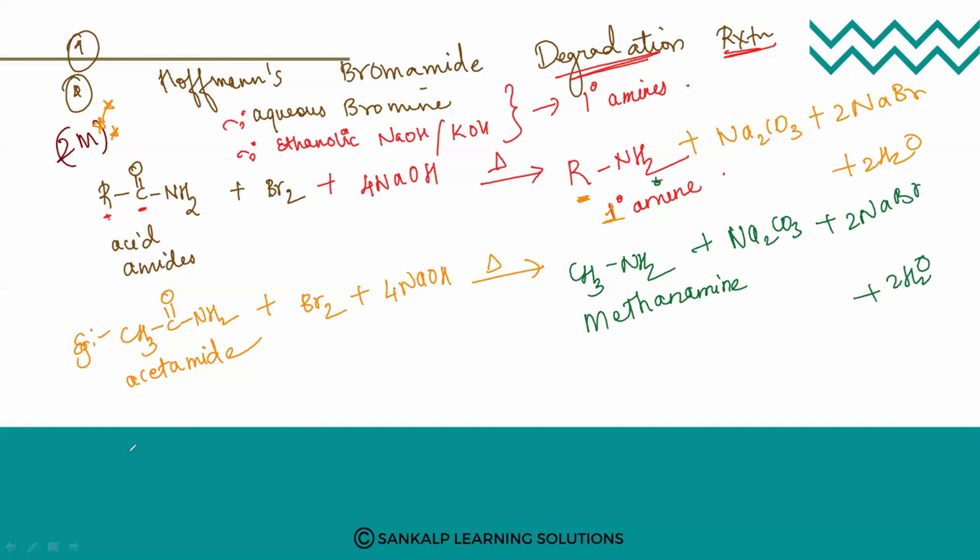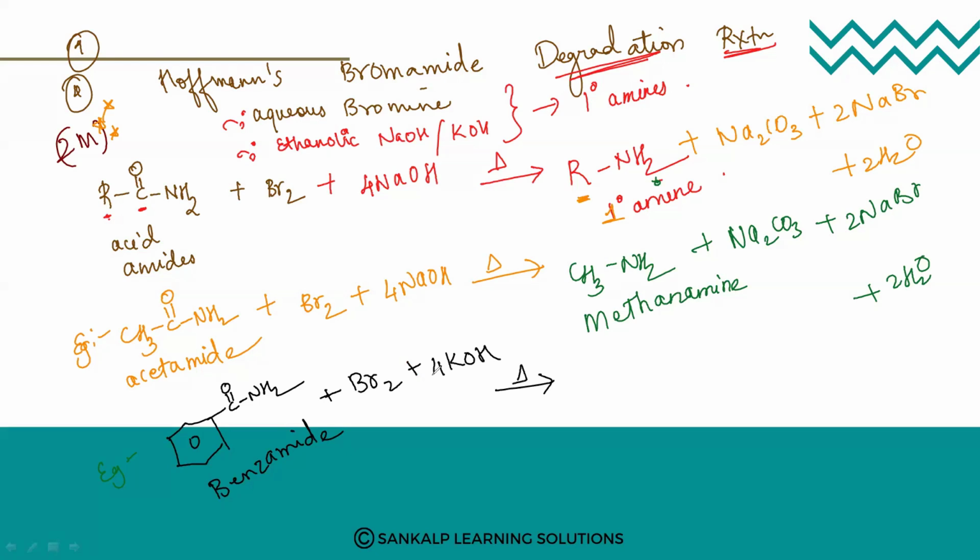Okay, let me take one more example. So what is this compound? So this is a benzamide. Again, we are going to treat it with bromine in the presence of, now I'll take KOH. I'm going to take ethanoic KOH. So I'm going to heat it. So tell me what will be the product?